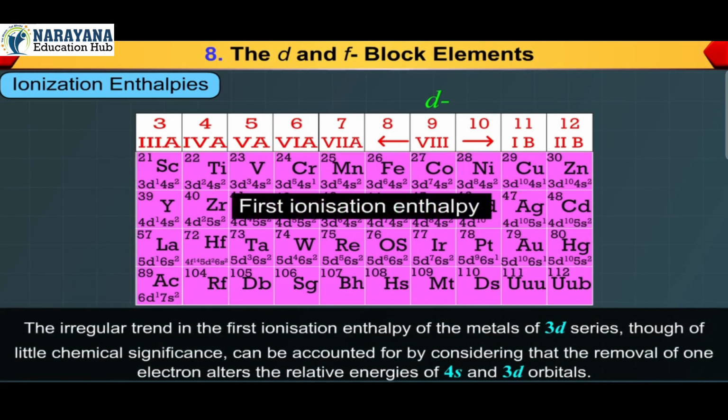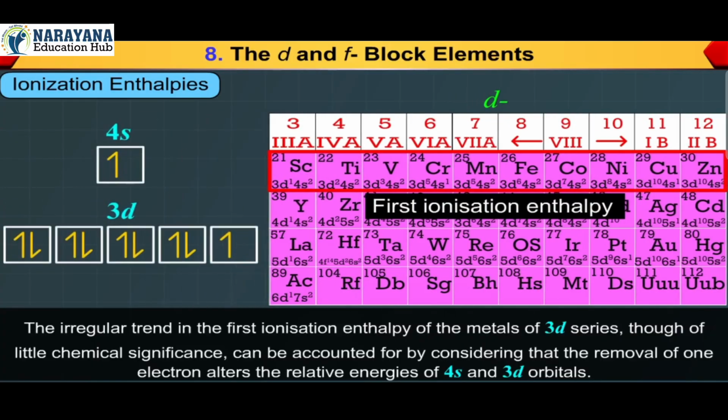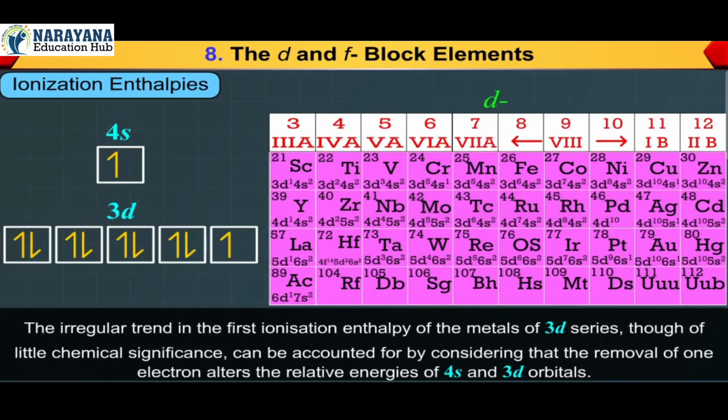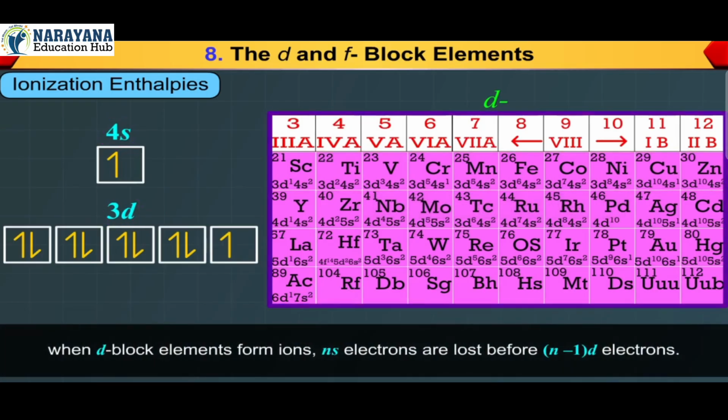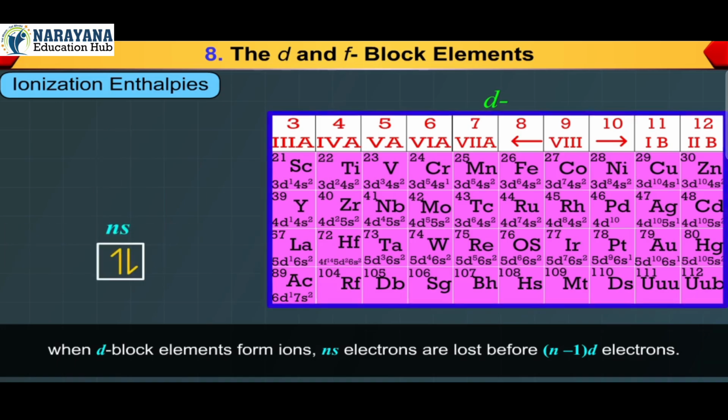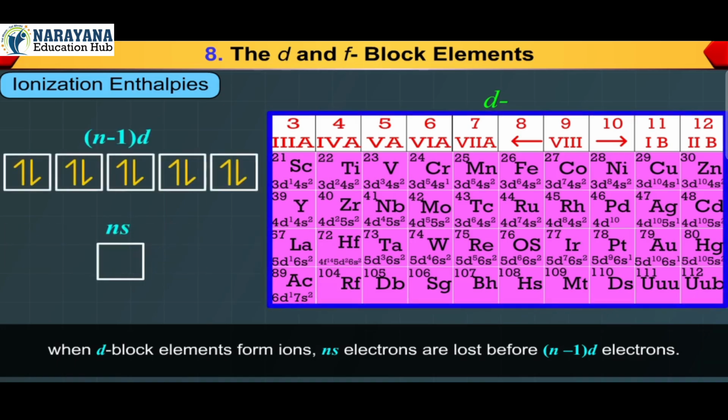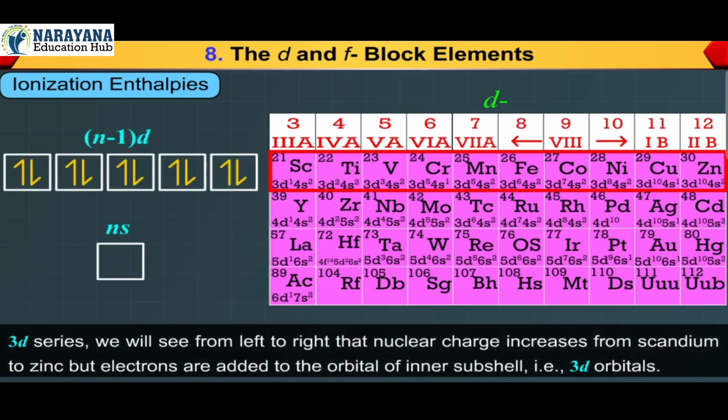The irregular trend in the first ionization enthalpy of the metals of the 3d series, though of little chemical significance, can be accounted for by considering that the removal of one electron alters the relative energies of 4s and 3d orbitals. You have learnt that when d block elements form ions, ns electrons are lost before (n-1)d electrons.